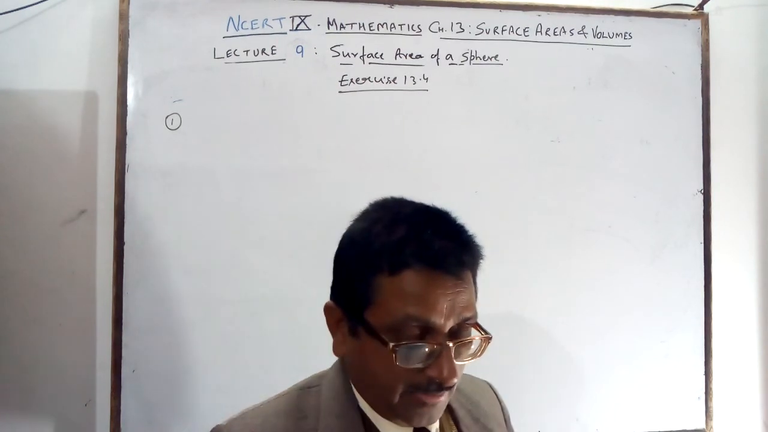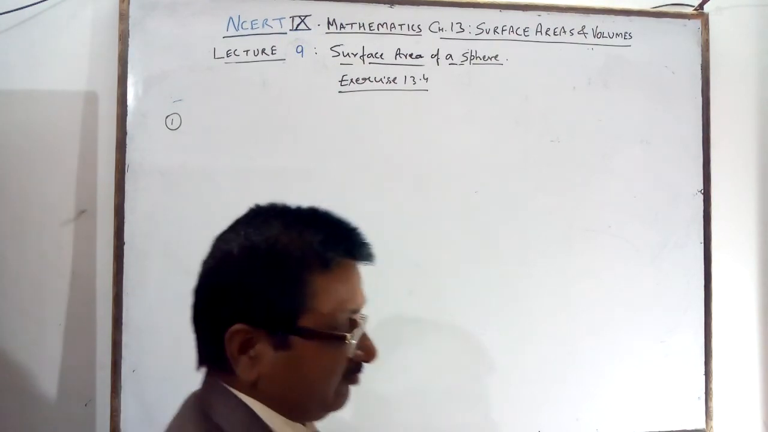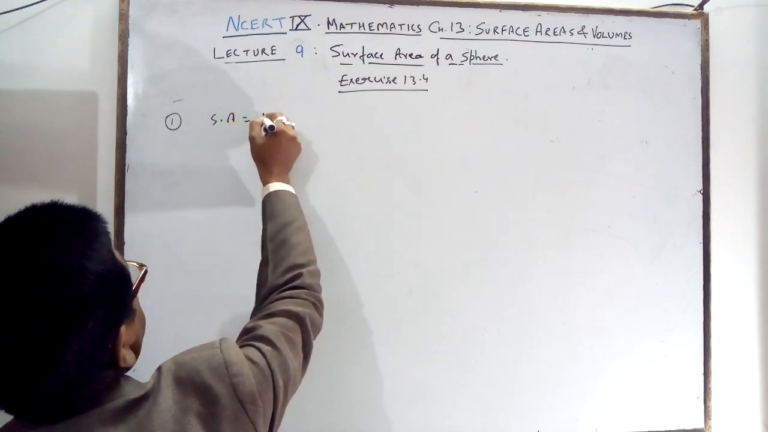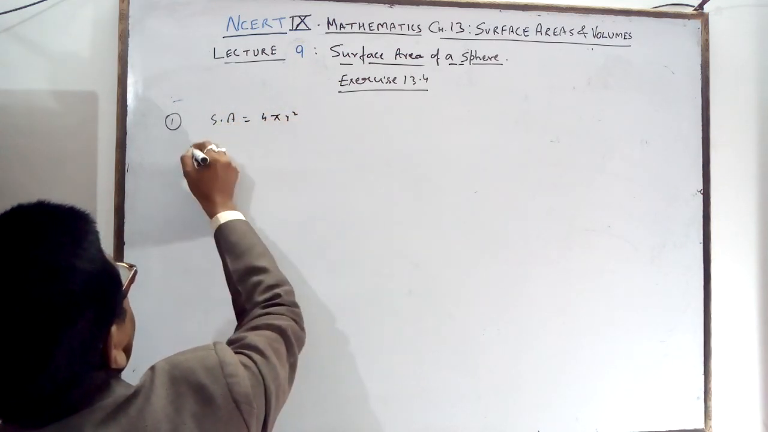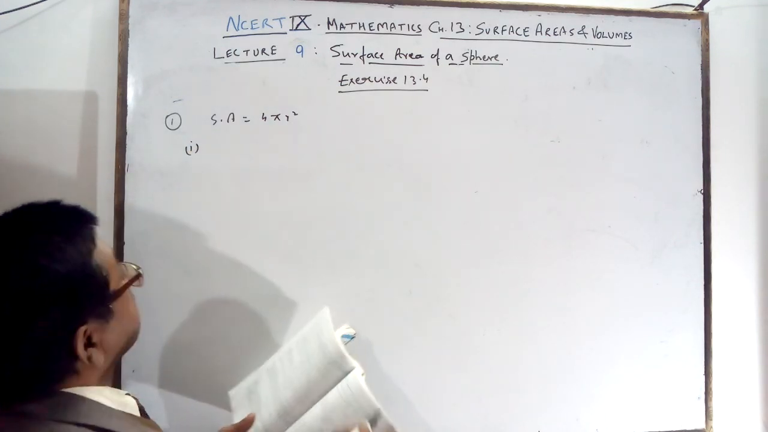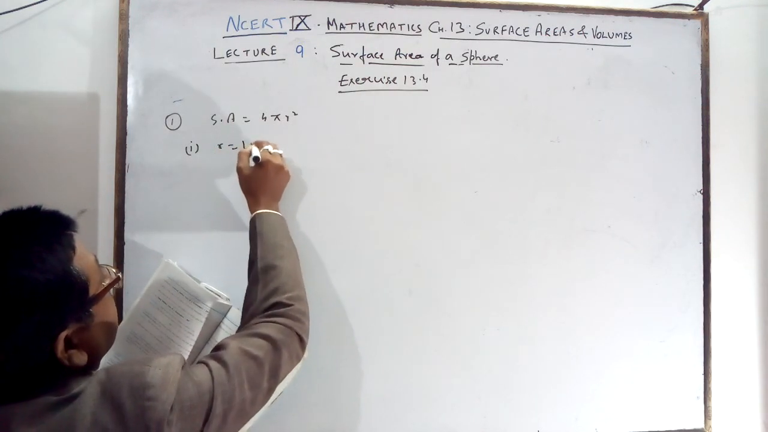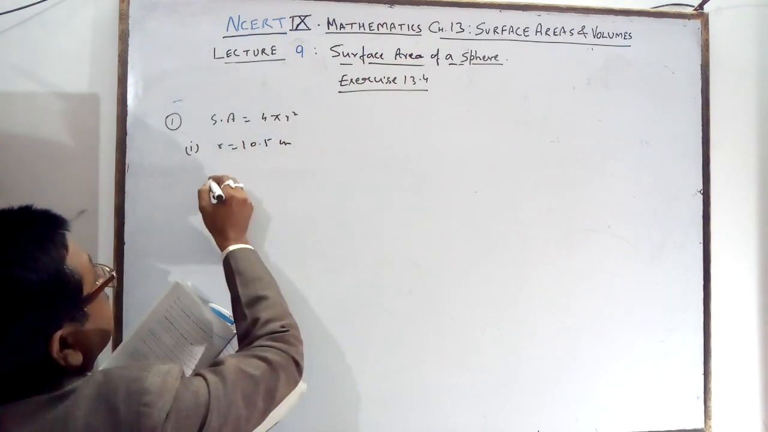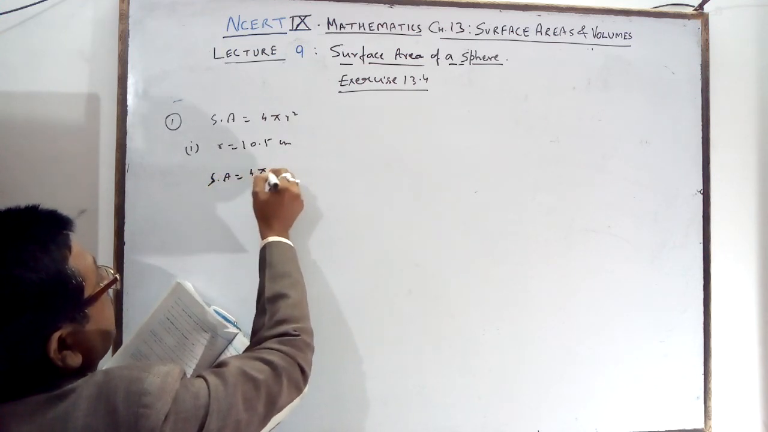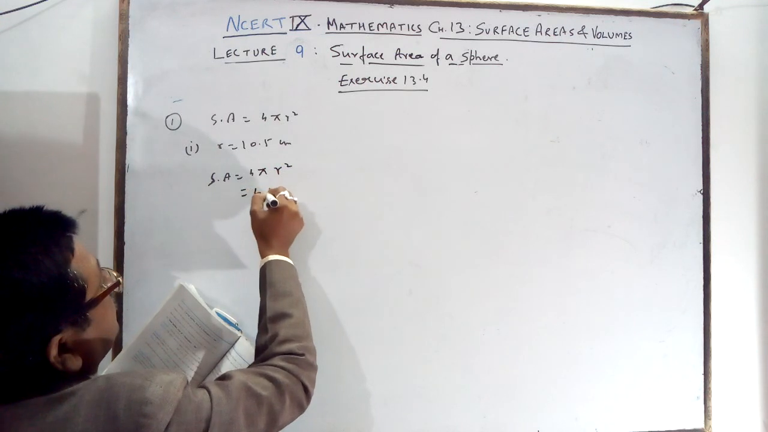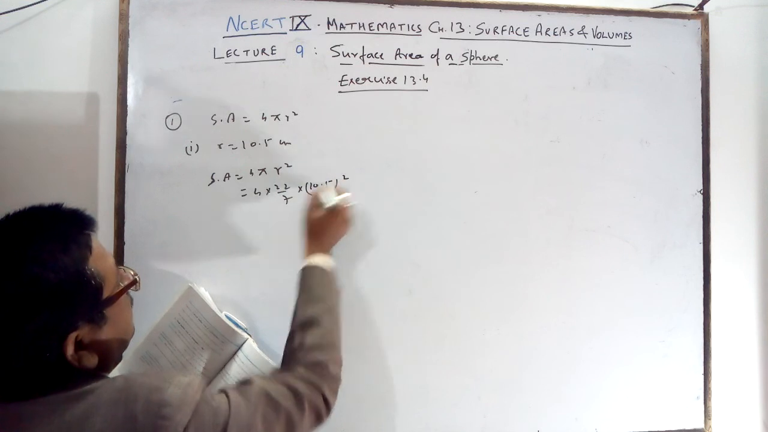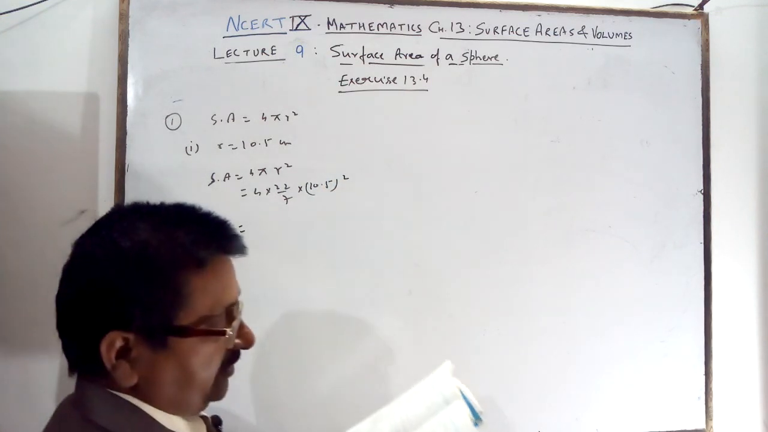What is given? Find the surface area of a sphere. Very simple. To find the surface area, that is 4 pi r square, and here the three parts are given. 10.5 is the radius. What is given? Radius is given, 10.5 centimeter. So surface area is equal to 4 pi r square, 4 into 22 by 7, 10.5 square. That you will put and find out the values.